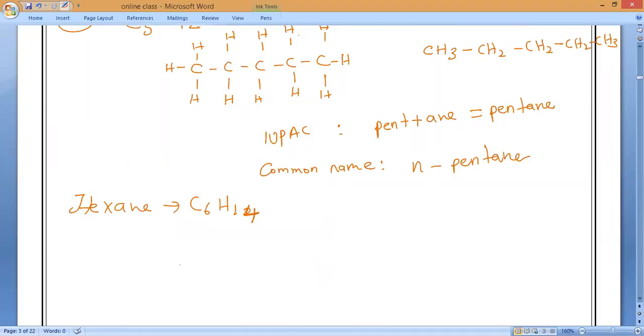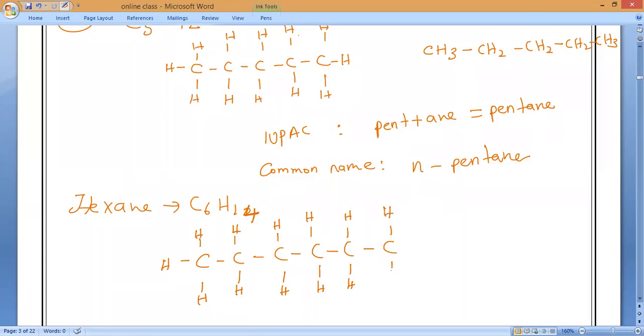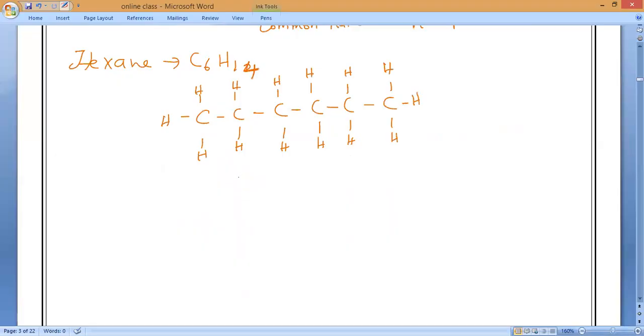C6H14, correct? So you can draw it: 1, 2, 3, 4, 5, 6. First carbon has 3 hydrogens, the second has 2 hydrogens, the third 2, the fourth 2, the fifth 2, and the last one again 3 hydrogens. Okay, so the IUPAC name is hexane, Hex plus ane, and the common name is N-hexane.